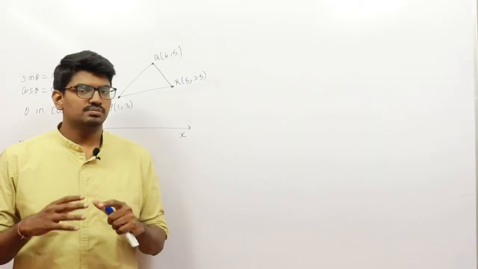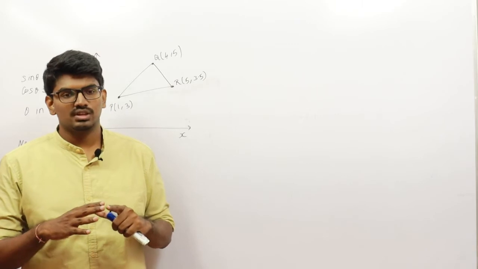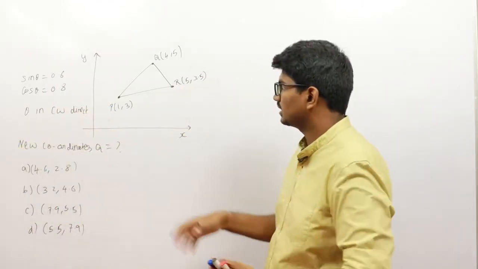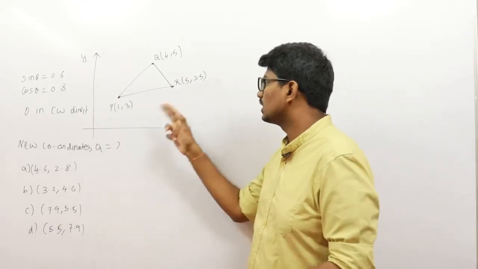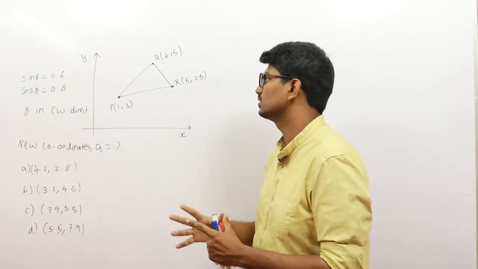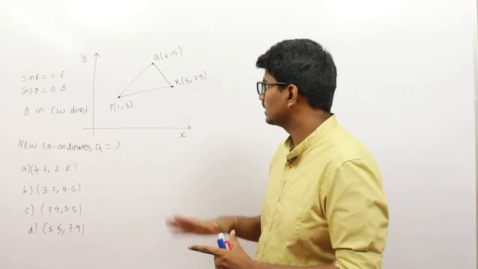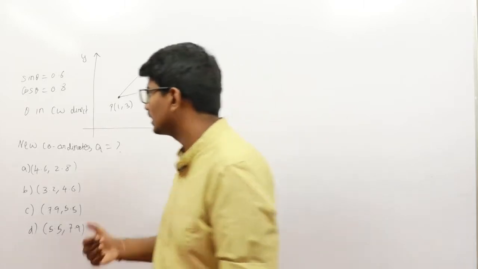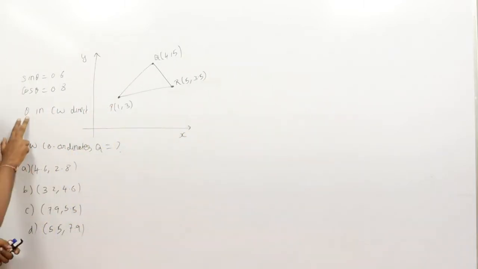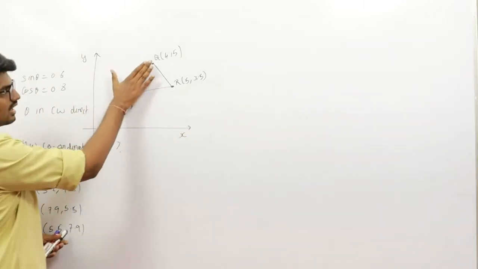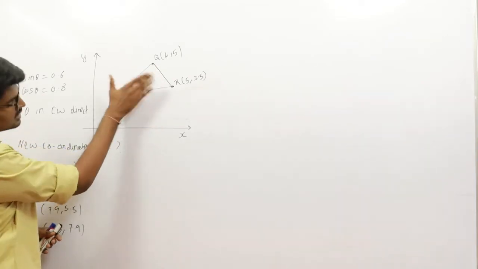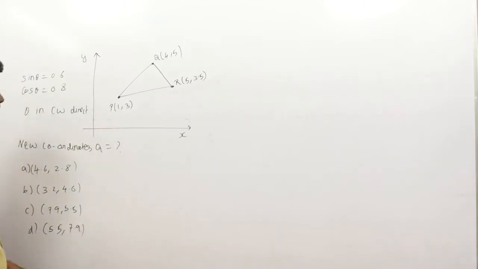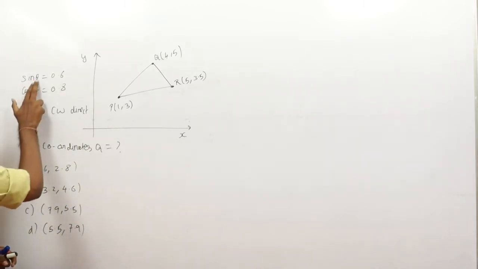Now, a very simple and a very good question. What does this question say? Let us understand. They have given a triangle PQR and the coordinates of the triangle are also given. They are saying that this triangle is being rotated in the XY plane in clockwise direction by an angle theta. So this is the triangle and it is rotated in clockwise direction by an angle theta, and for finding theta, they have given sin theta and cos theta.